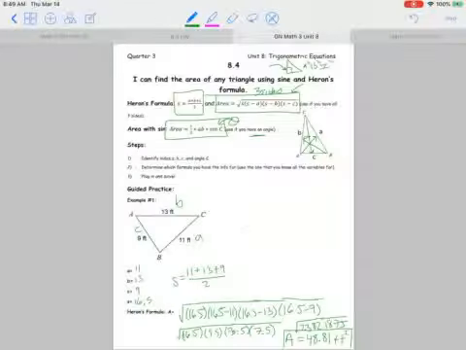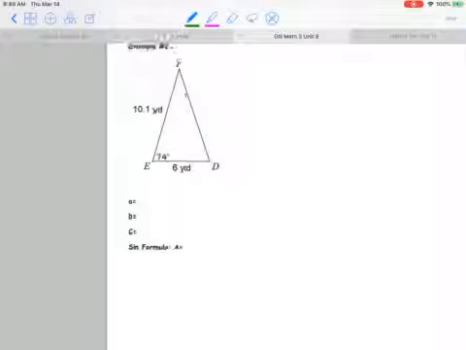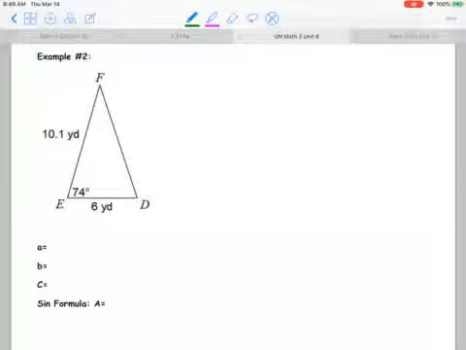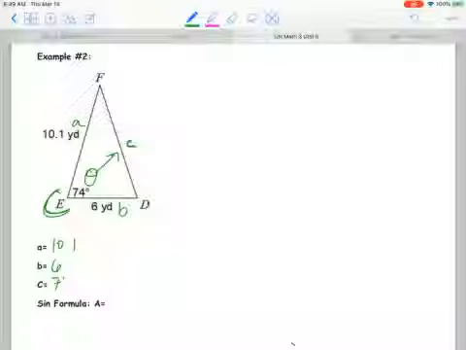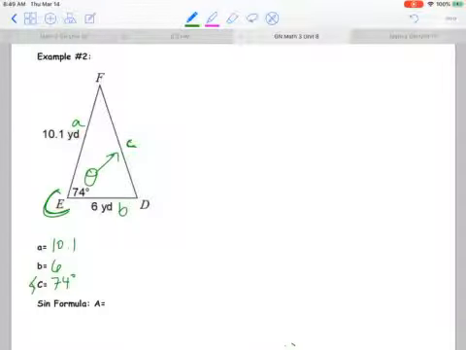Let's look at one with an angle. So 8.4, this one has an angle. Okay. So go ahead and put your angle there. And then we're going to label A, B, and C. So I'm just going to say that C is always across, little c is across from the angle, so that's big C. So A and B are the other two sides. So let me relabel that down here, 10.1, 6, and angle C is 74 degrees. Sorry, that's supposed to say angle there.